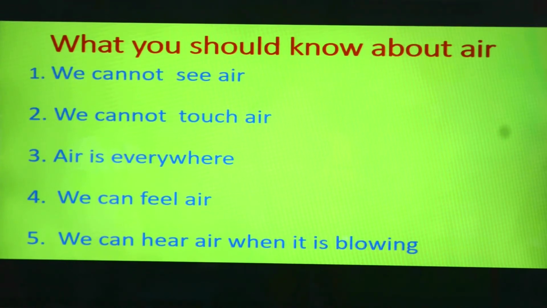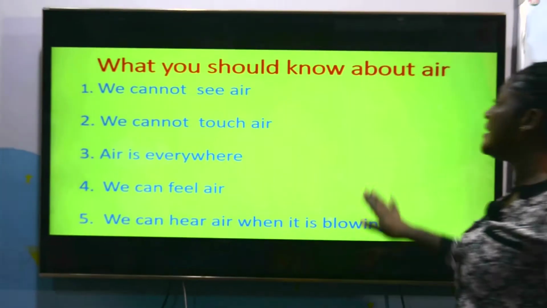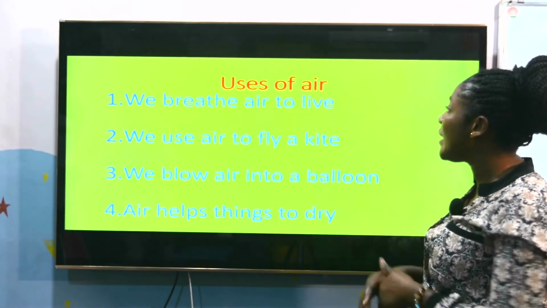These are what we should know about air. 1. We cannot see air. 2. We cannot touch air. 3. Air is everywhere. 4. We can feel air. 5. We can hear air when it is blowing. Now let's go to the next one.